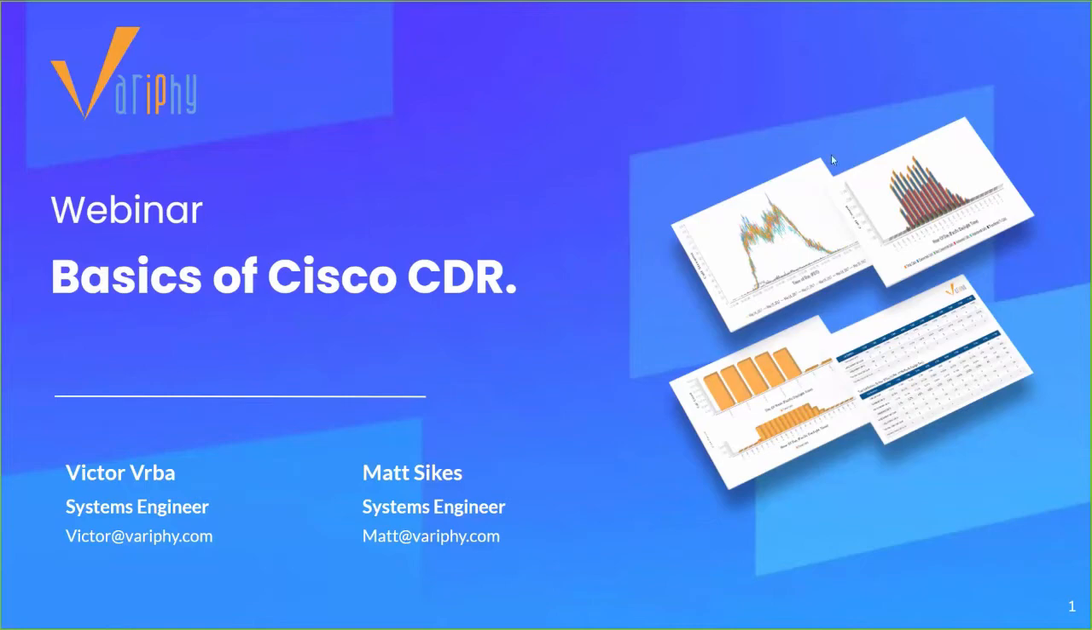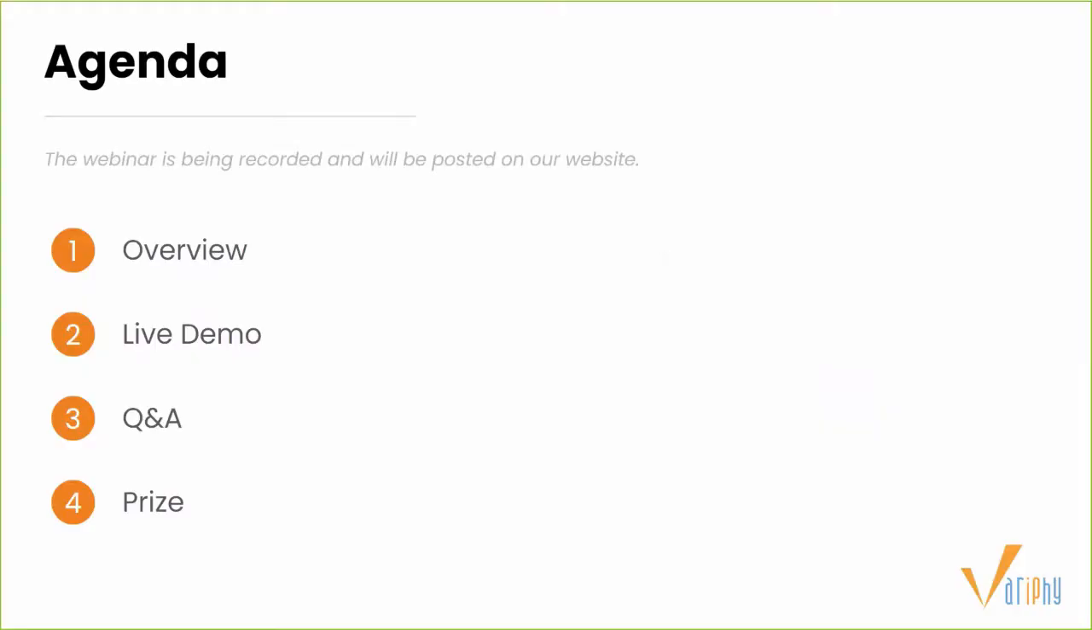We're going to get started off with a quick overview of our company and what we do. We're going to jump live right into a demo where Matt is going to guide you through looking at some of the Cisco CDR and how to interpret some of the basic fields. We're going to pause for some Q&A. If you do have any questions during the demo, please make sure that you ask them in the Q&A panel on the bottom right-hand side of the screen. Again, that's not the standard chat panel. There should be a Q&A panel on the bottom right. Be sure to ask any questions that you have over there.